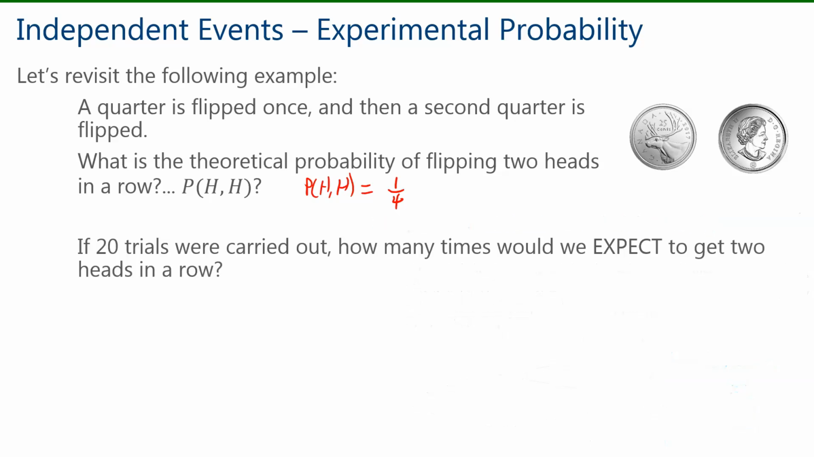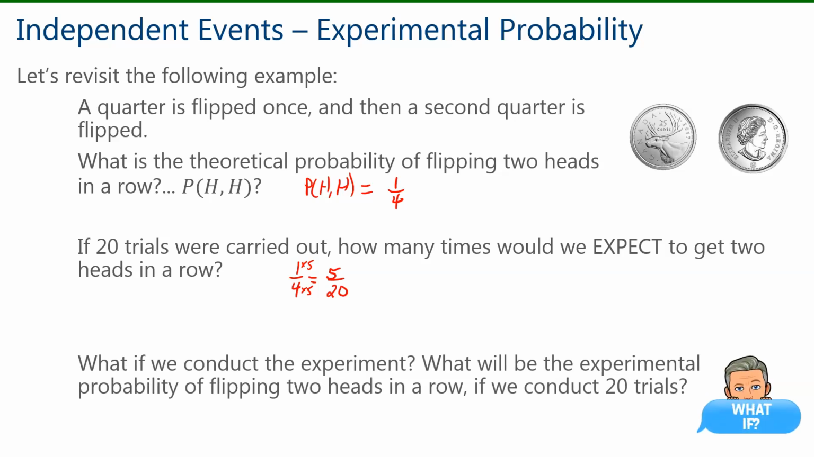If 20 trials were carried out, how many times would we expect to get two heads in a row? We are considering the theoretical probability here if we were to conduct 20 trials. The probability of 1/4 tells us we would expect to get heads and heads a quarter of the time. If we have 20 trials, 1/4 of 20 would be 5. We've also looked at this by creating an equivalent fraction. 1 over 4 would be the same thing as 5 out of 20. Bottom line, we would expect to get heads followed by another heads 5 times in 20 trials. That's the theoretical probability.